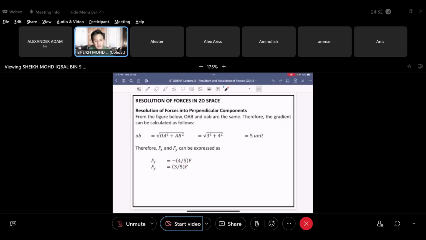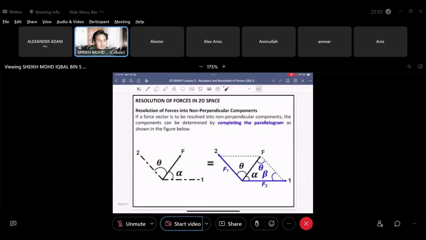Okay, so that's the second method of resolution of forces into perpendicular components, using the ratio method. Okay, so what happens now when it is in non-perpendicular components? It means that it's no longer 90 degrees, right? Even if it's no longer 90 degrees, the way we solve it is still the same. You have one resultant force here.